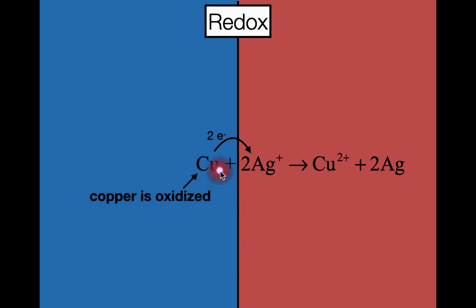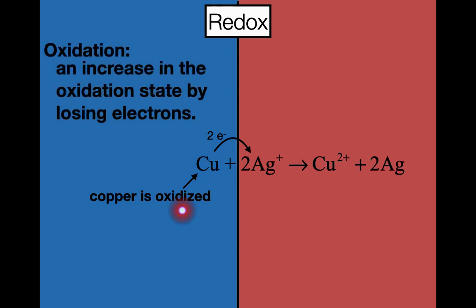What we say is that the copper is oxidized. And the term oxidation means an increase in the oxidation state by losing electrons. So take a careful look at copper. Copper is neutrally charged. It loses electrons. Electrons are negatively charged. After the reaction, copper has a positive 2 charge. So its oxidation state went from 0 to positive 2. So its oxidation state increased by losing electrons.